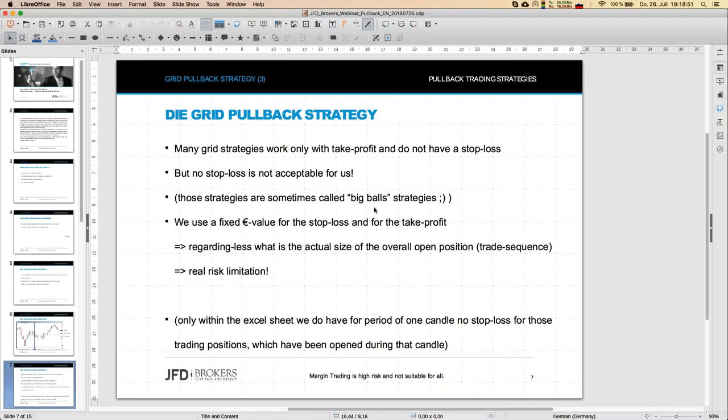But that's nothing I want to do here, because I want to have a stop loss, and how do we do it? What we use is a fixed euro value, or you may trade in other accounts like US dollar, so a fixed money amount for the stop loss. And we use a fixed take profit in euros or in money as well.